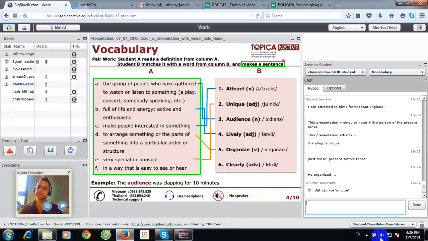Good one. Very well. Okay, and then Lang, for you the last one, definition F. In a way that is easy to see or hear. Clearly. Yeah, good. Chalem Chai, please make a sentence with clearly. Okay. Sometimes I cannot hear you clearly because of the connection. Good one. Yeah, I hope that you can hear me clearly.